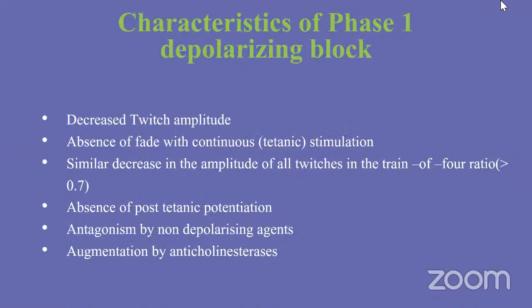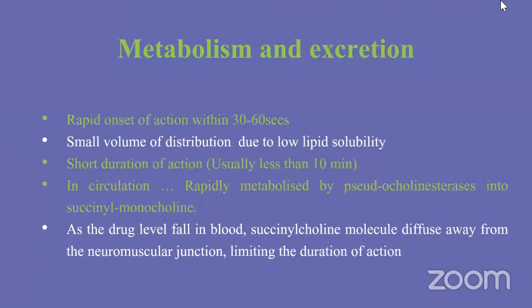What are the characteristics of a phase 1 depolarizing block? There will be a decreased twitch amplitude, absence of fade with continuous tetanic stimulation or a train of 4, a similar decrease in the amplitude of all twitches in a train of 4, with the train of 4 ratio usually more than 0.7, and absence of post-tetanic potentiation. It is antagonized by non-depolarizing agents and augmented by anticholinesterase. I will tell you how this is augmented by anticholinesterase.